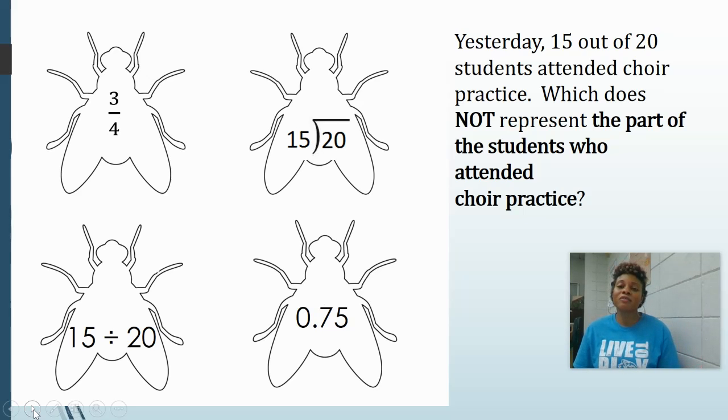Yesterday, 15 out of 20 students attended choir practice. Which does not represent the part of the students who attended choir practice? So we're looking for the one that doesn't match. 15 out of 20. How would you write that with an obelus? How would you write that in fraction form? Or how would you write that with a division bracket? 3 of them are right and 1 is wrong. Which one?